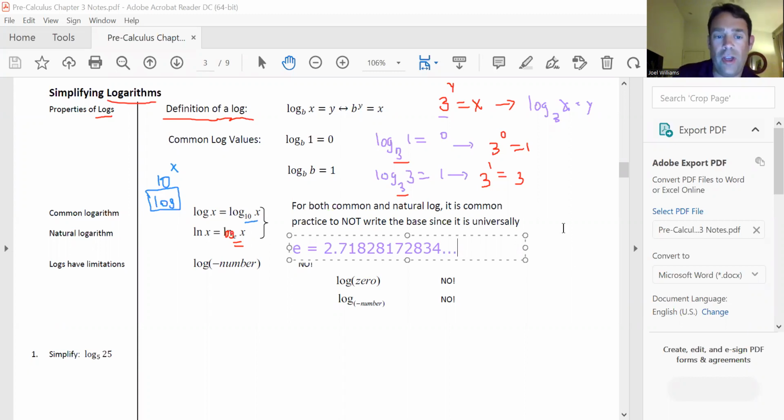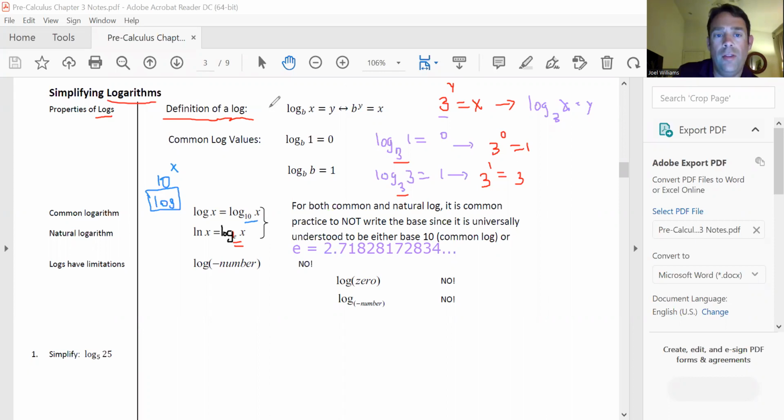The Euler number is the base of the log that is natural. Remember, this e is used in exponential growth. We use it in compound interest.